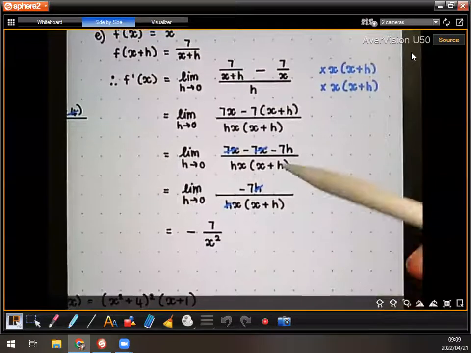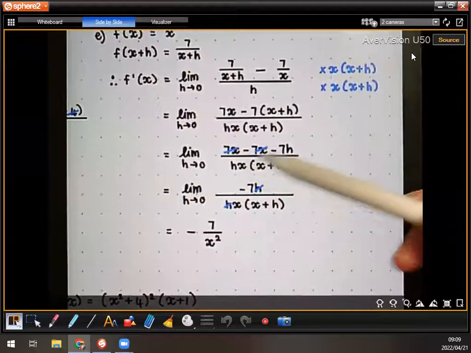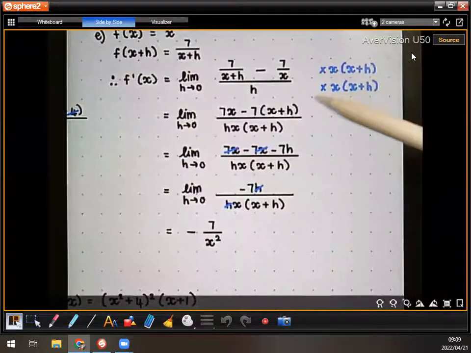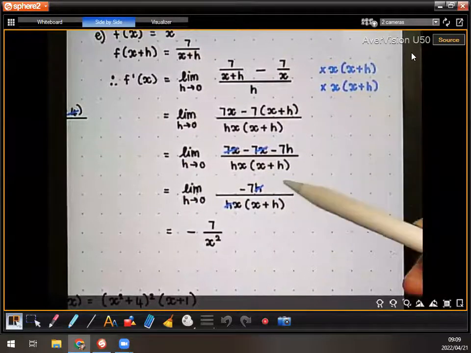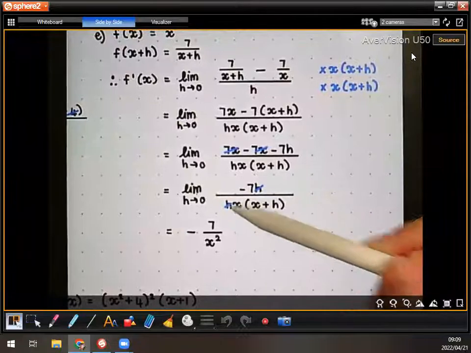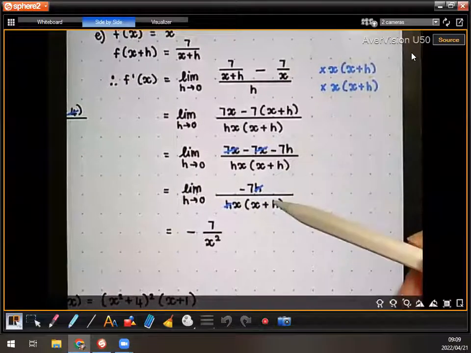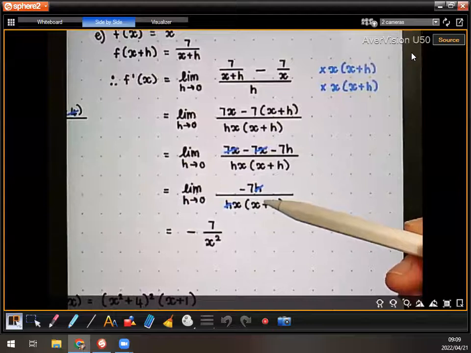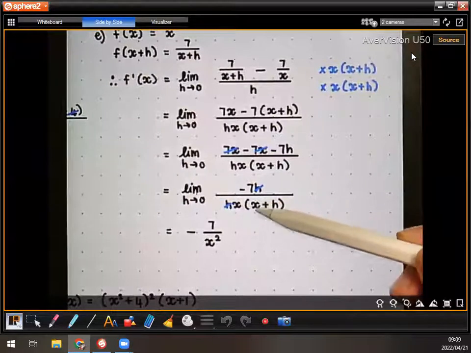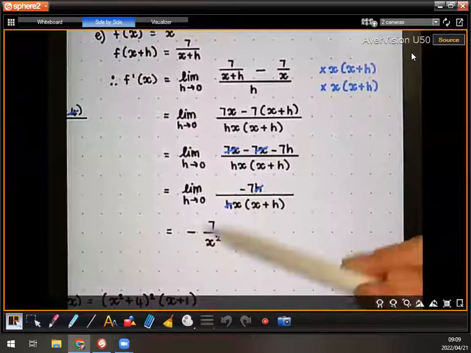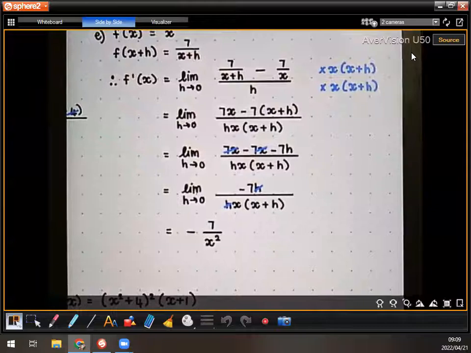And here in the denominator, usually we just have an h, but now the denominator is more complicated because we multiplied it by the LCD. But that's fine, we can still cancel out the h's. And what's then left at the bottom, if you make this h equal to 0, you're going to be left with an x squared at the bottom. Right? x times x. We have your negative 7 at the top. So that is why the derivative there is negative 7 over x squared.